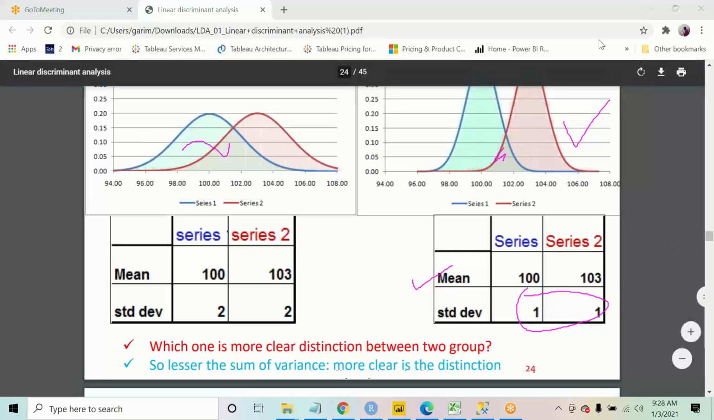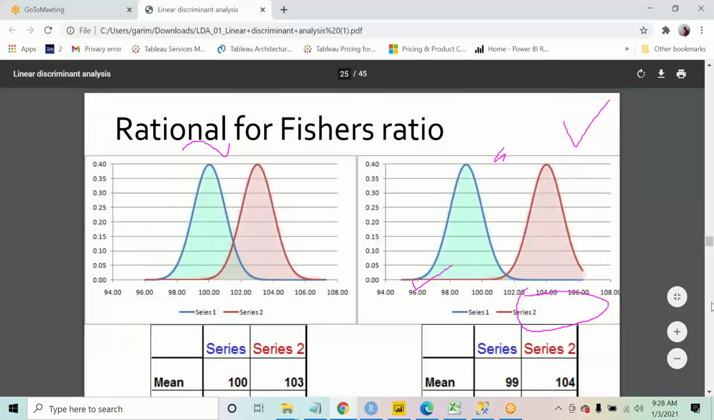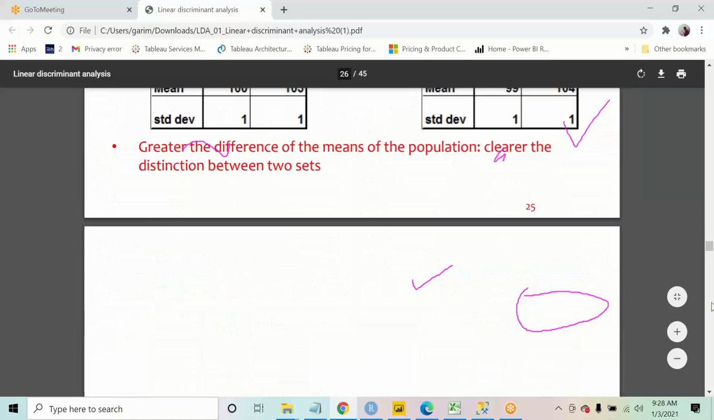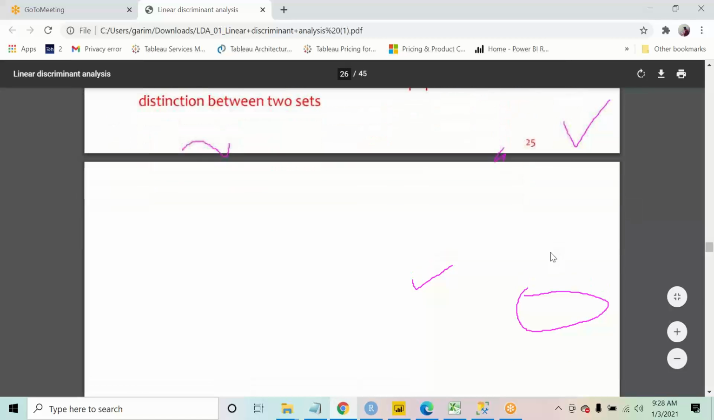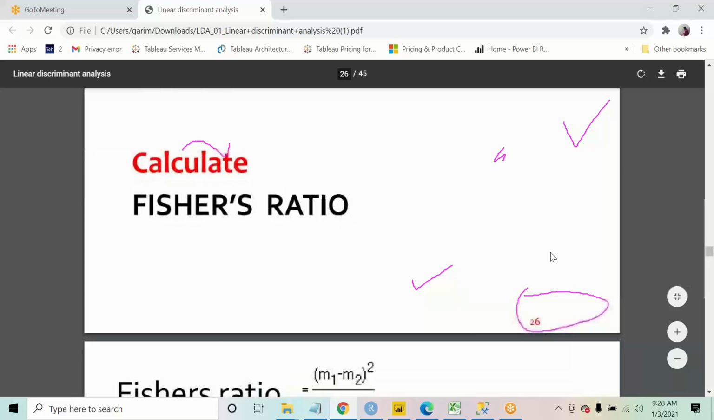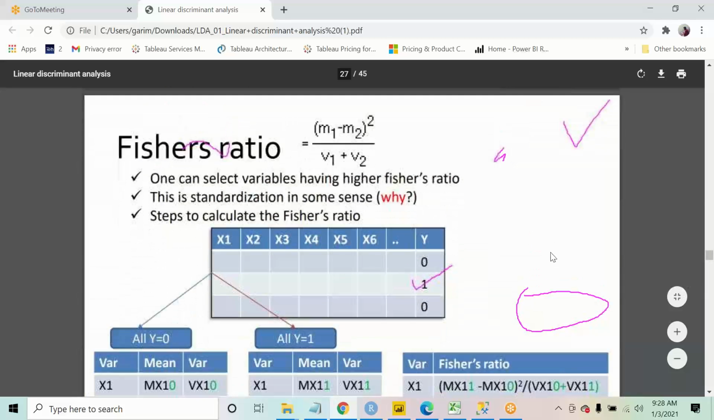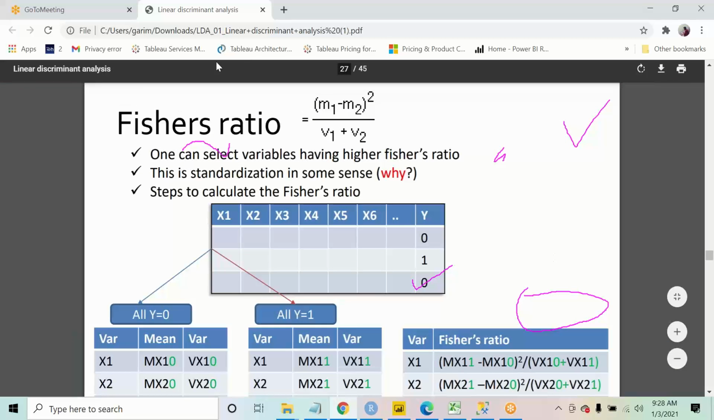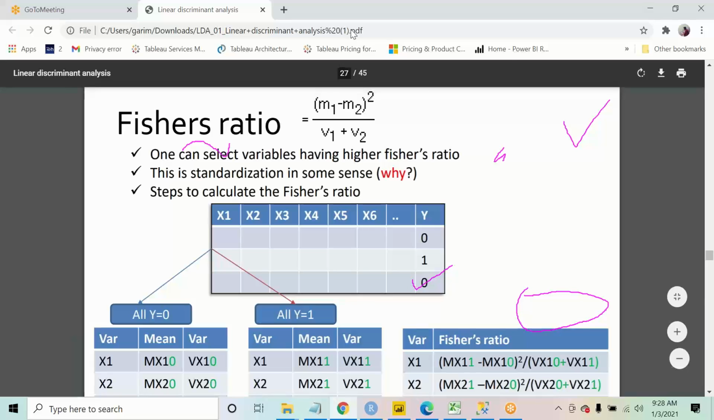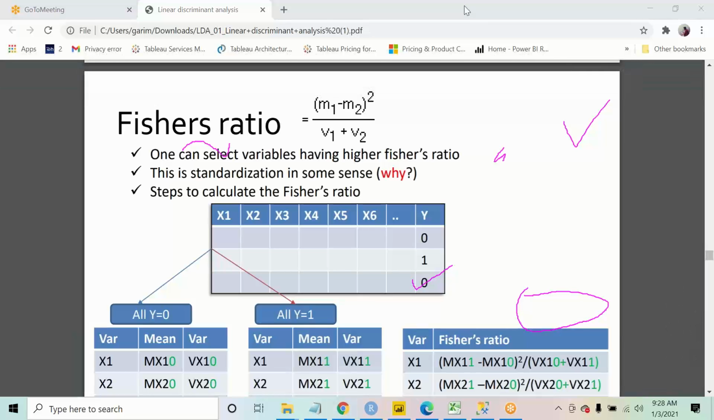Okay, so now let me do one thing. Let me just give you a small quick question over here, right? So let us do that, Fisher's ratio. Okay, so let me do one thing. Just all of you, please log on to your Google Drive link, the link that I shared with you. Okay, please log on to that.